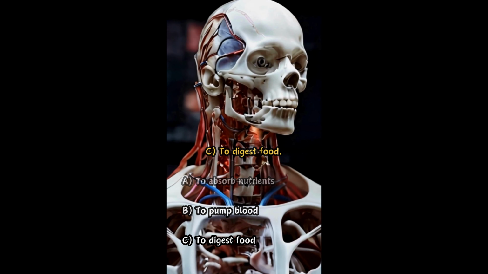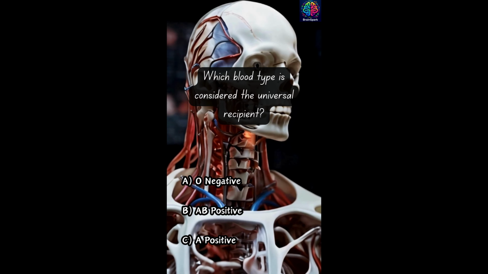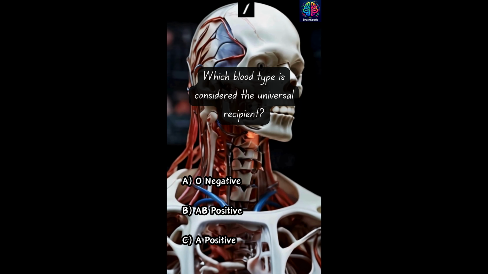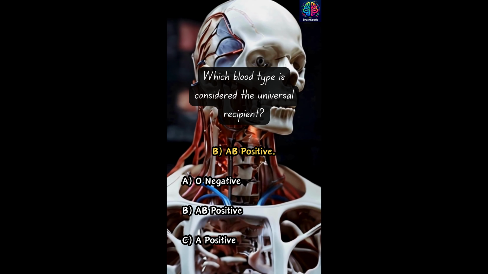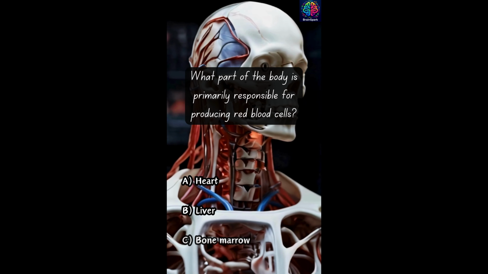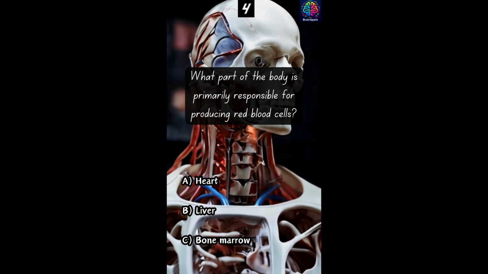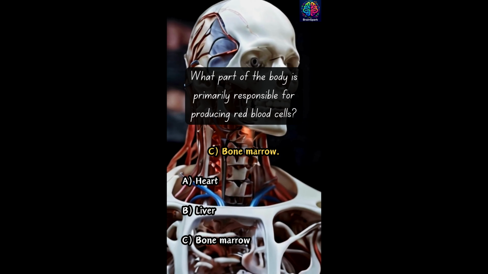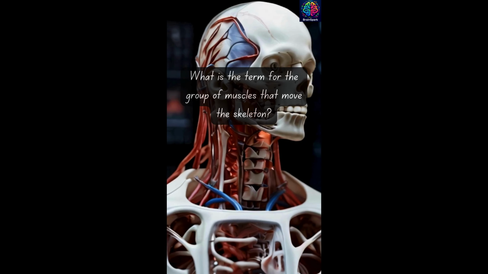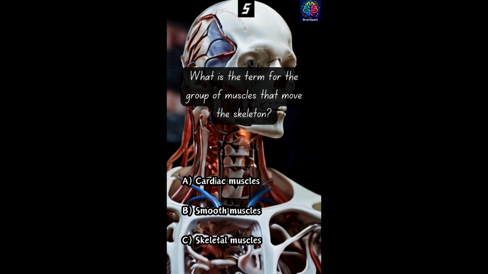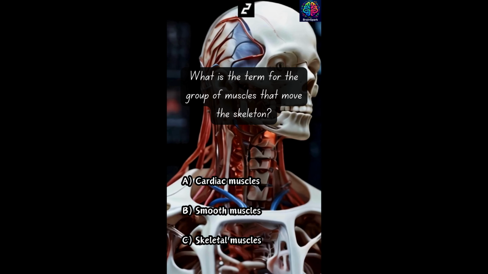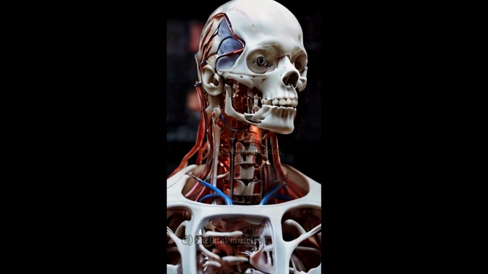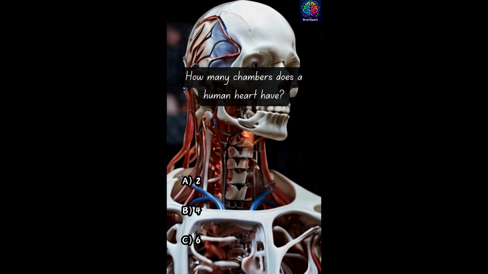C. To digest food. Which blood type is considered the universal recipient? B. AB positive. What part of the body is primarily responsible for producing red blood cells? C. Bone marrow. What is the term for the group of muscles that move the skeleton? C. Skeletal muscles. How many chambers does a human heart have?